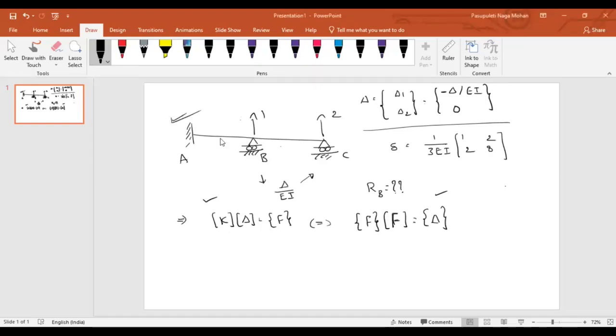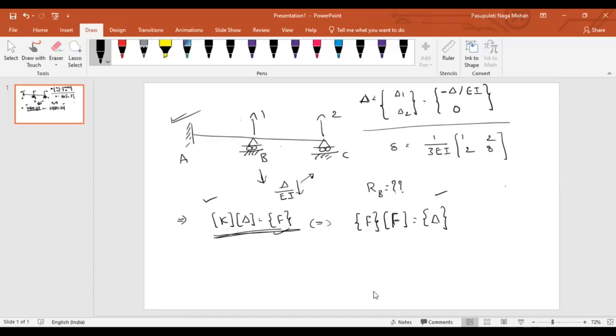This is the beam they have given. They have said that B settled by an amount delta by EI. Obviously, it is settlement, so it is in the downward direction. We know the relation, right? What is the relation between displacement and forces? Stiffness into displacement equals force. If stiffness goes to the right side, that becomes flexibility, so flexibility times force equals displacement. According to the given question, the displacement matrix is delta 1 and delta 2. Given that B is settled by delta by EI, as it is in the opposite direction, it is minus delta by EI.